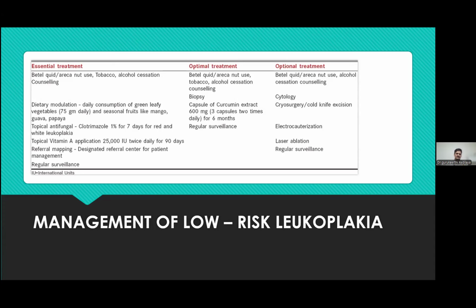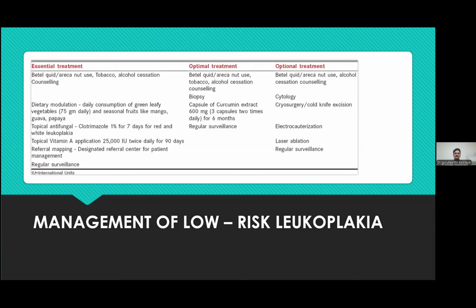The essential treatment includes absolute abstinence from tobacco chewing, and dietary modulation, where daily consumption of green leafy vegetables is promoted. For lesions like chronic keratotic candidiasis, we can use topical antifungals like clotrimazole, and also topical vitamin A applications, 25,000 international units twice daily for 90 days are recommended. Also referral mapping: if the patient still has these lesions for more than 2 or 3 weeks, you can refer to a higher center where cancer is diagnosed and further managed.